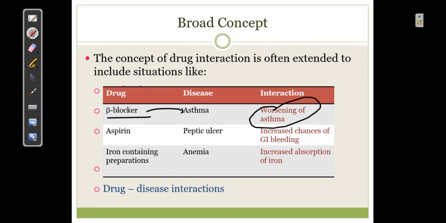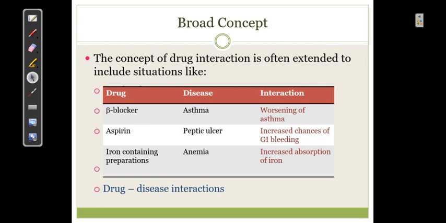Similarly, aspirin, by direct effect as well as indirect effect through COX inhibition, by reducing prostaglandin synthesis, decreases the mucus thickness, and that is why you should not give aspirin to a patient who has peptic ulcer. Otherwise, it will increase the chances of GI bleeding. So these are some examples of drug contraindication, but you can also consider other examples where contraindication is not there, but still the effect of the drug is modified.